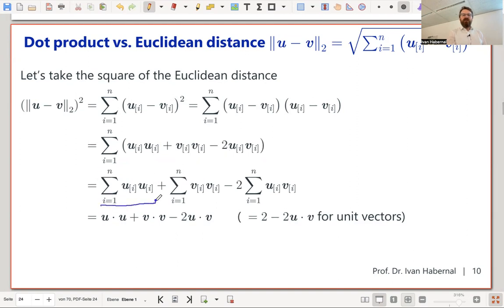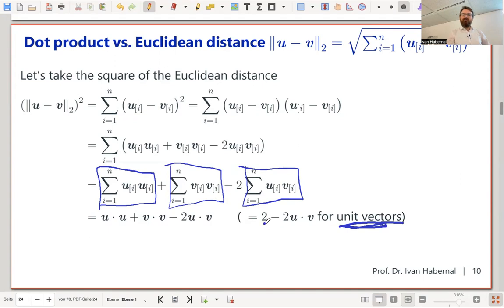So now we're getting back the definition of a dot product between u and u. Here we're getting the definition of the dot product between v and v, and here we are getting the definition of a dot product between u and v. So we're simplified back to the dot product of u with itself, the dot product of v with itself, and two dot products of u and v. Okay, so if u and v are unit vectors, we're getting their Euclidean distance is 2 minus 2 times u and v.